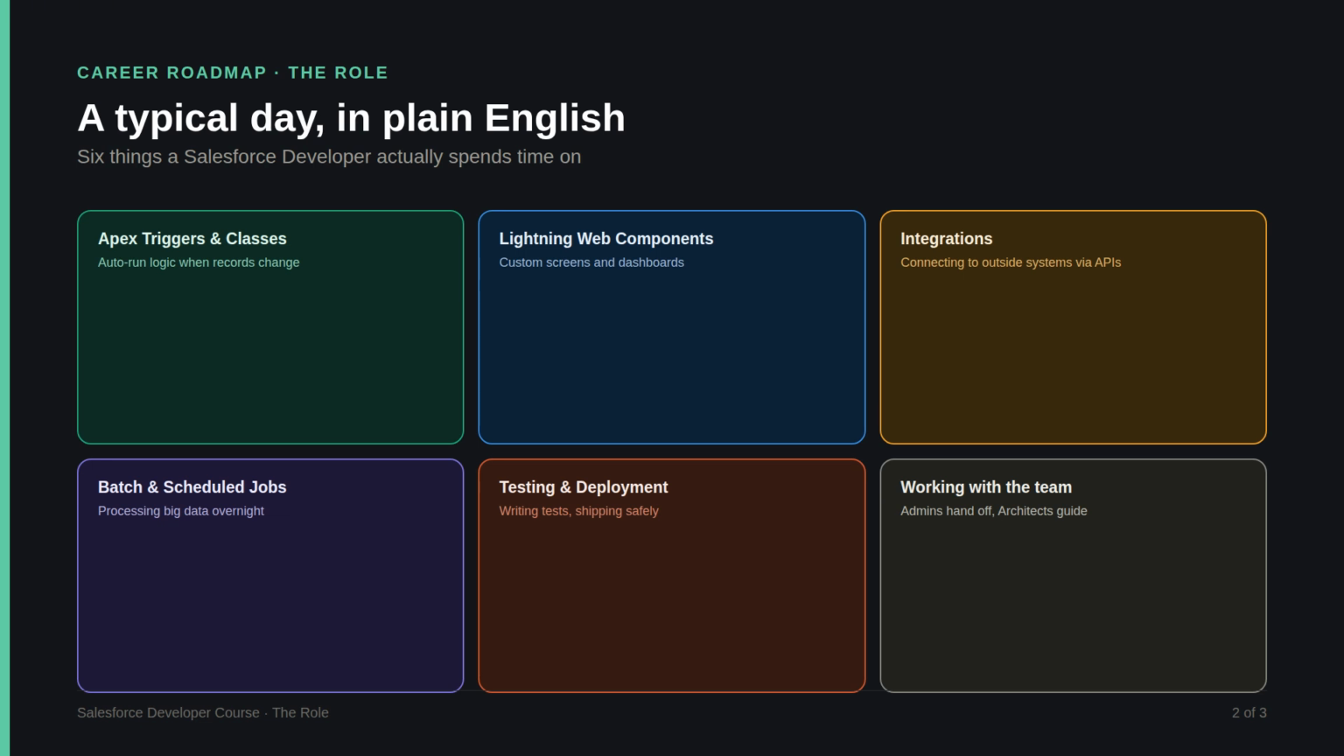Writing Apex triggers and classes, code that runs automatically when something changes. Building Lightning web components, custom screens people actually click on. Connecting Salesforce to outside systems like a payment gateway. Running batch jobs overnight for big data tasks. Writing tests and safely deploying changes. And constantly working alongside admins and architects. A developer is almost never working completely alone.